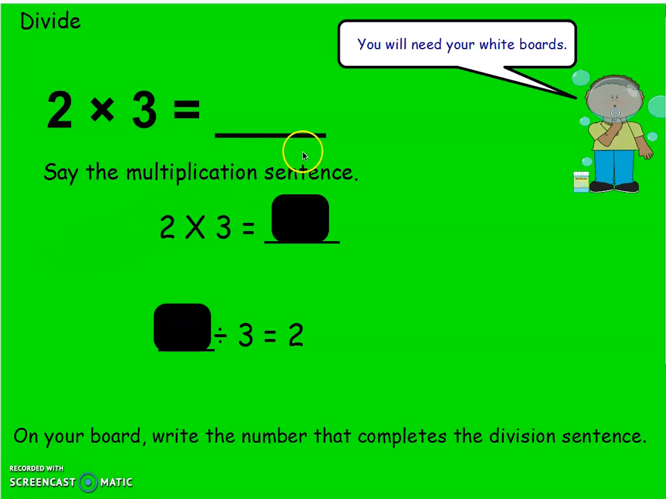So let's start with some nice, easy division to start with, everybody. 2 times 3. So we have 2 groups of 3. So that's 1, 2, 3. That's one group. 1, 2, 3. So this is what our problem is showing us. So 2 times 3 equals 6.